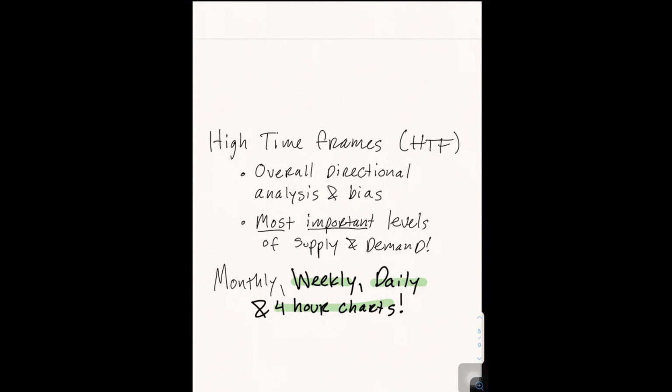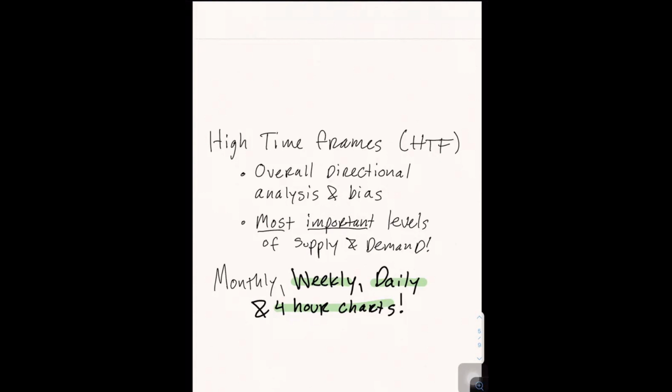Your high time frames consist of your monthly, weekly, daily, and 4-hour charts. Predominantly, I use the weekly, daily, and H4 charts or 4-hour charts. I look at the monthly at the beginning of the month and the end of the month. I look at the weekly at the beginning of the week and the end of the week. I look at the daily every morning. I look at the H4 all the time while I'm on my charts or doing analysis.